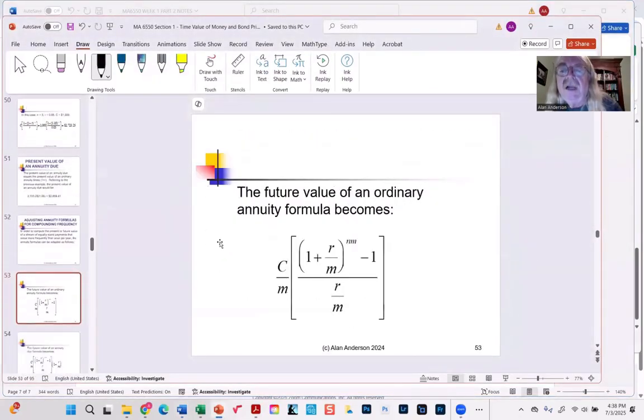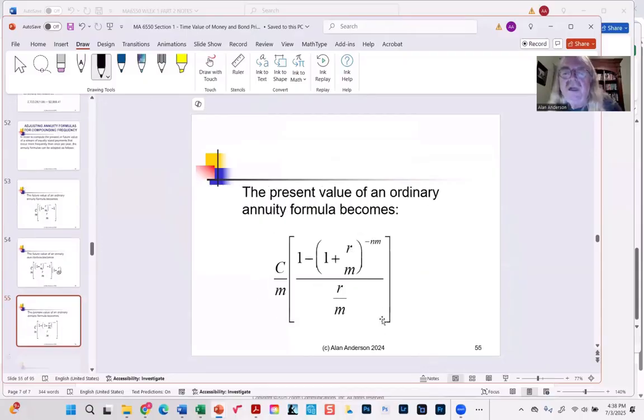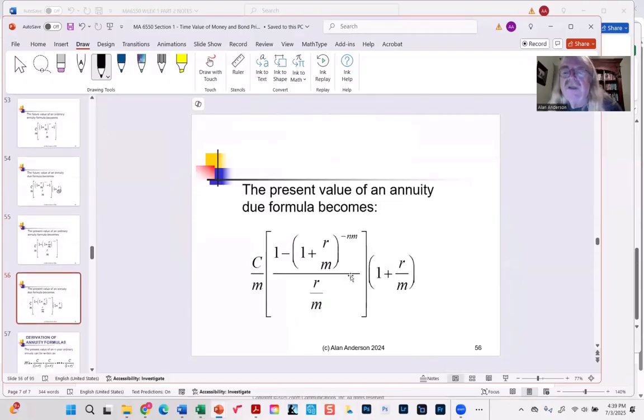All right. Now, these formulas can also be adjusted for different compounding frequencies. This is the future value of an annuity. The M is our compounding frequency. And by the way, if you have an annuity due, the adjustment also needs to have this M in the formula. The present value of an ordinary annuity becomes this, and to convert it to an annuity due, we need this.